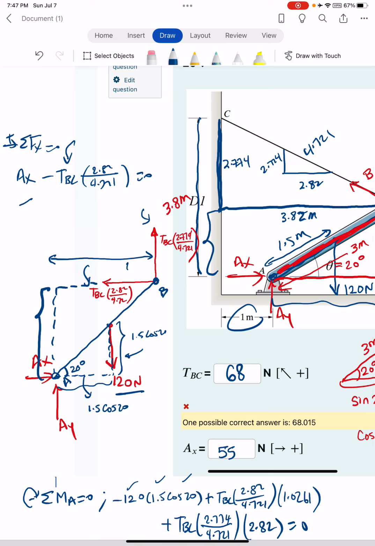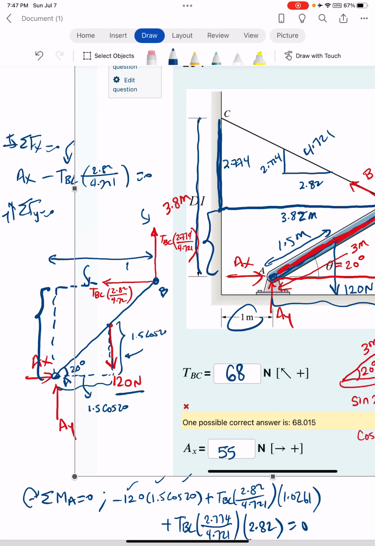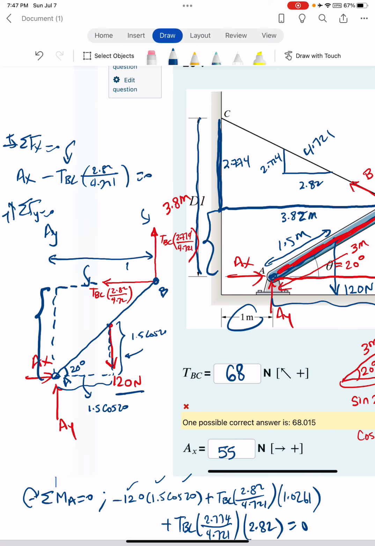And if you want to find AY, summation of forces in Y equal to 0. And this is AY minus 120 plus TBC times 2.774 over 4.721 equal to 0. And then you're going to find AY. AY is equal to 80 Newton, and direction is up. Thank you.